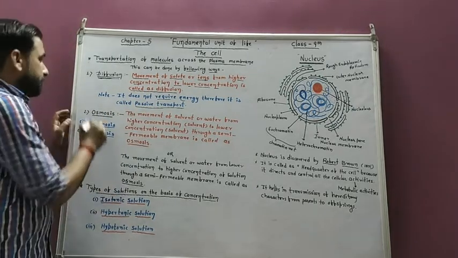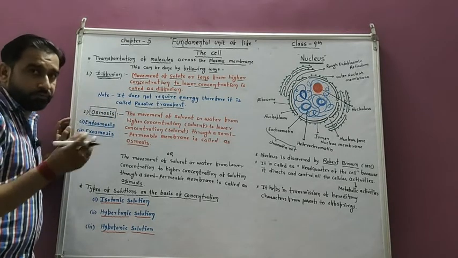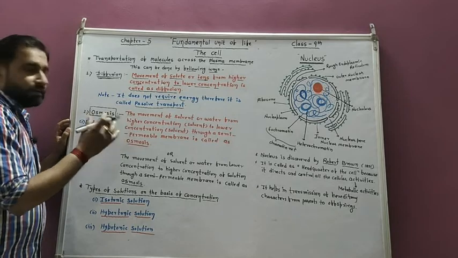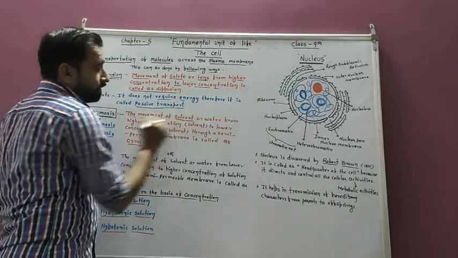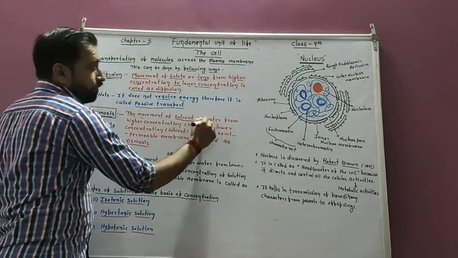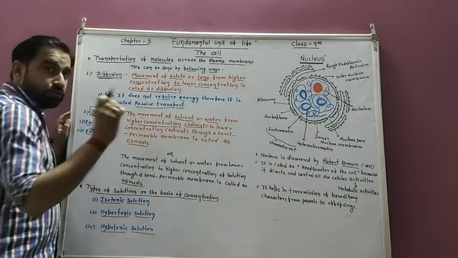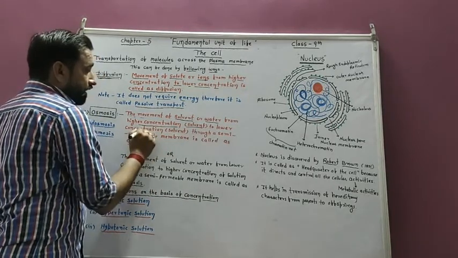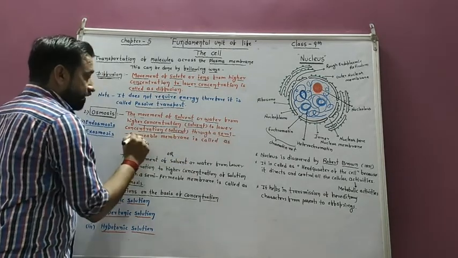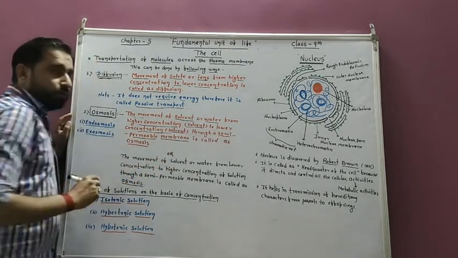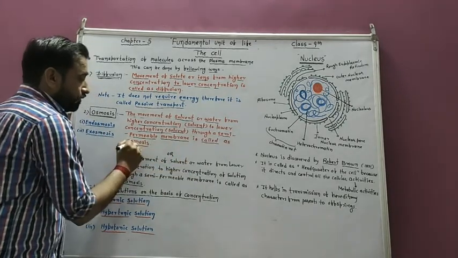The second type is osmosis. It is also a type of diffusion, but something is different in osmosis. The movement of solvent or water from higher solvent concentration to lower solvent concentration through a semipermeable membrane is called osmosis.